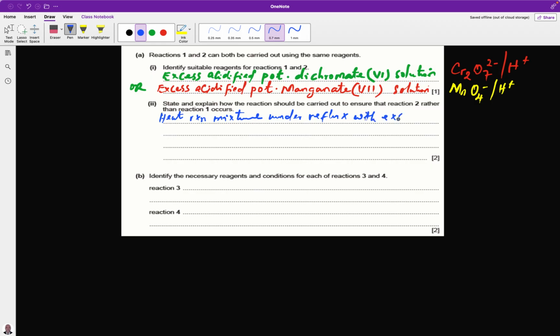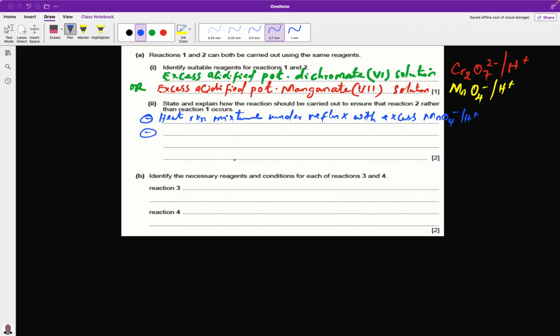With excess acidified potassium manganate 7 or excess acidified potassium dichromate 6, you heat the reaction mixture under reflux. That is 1.